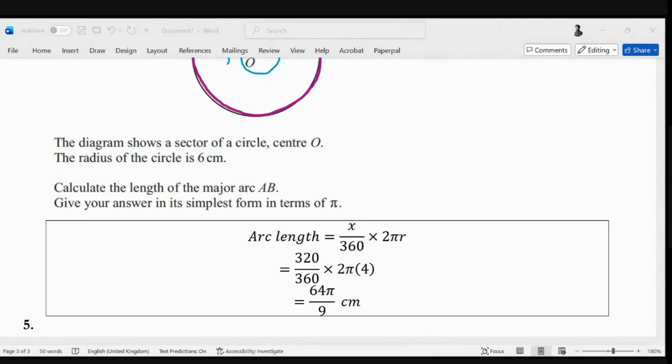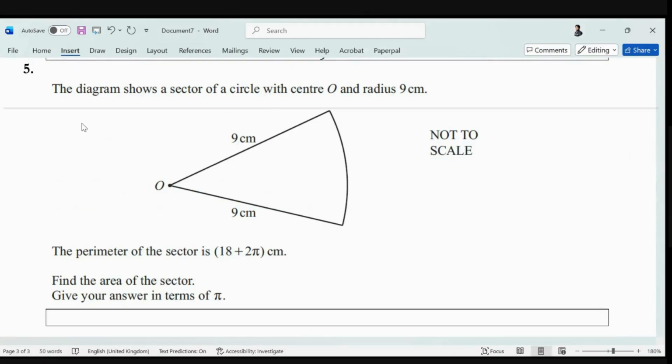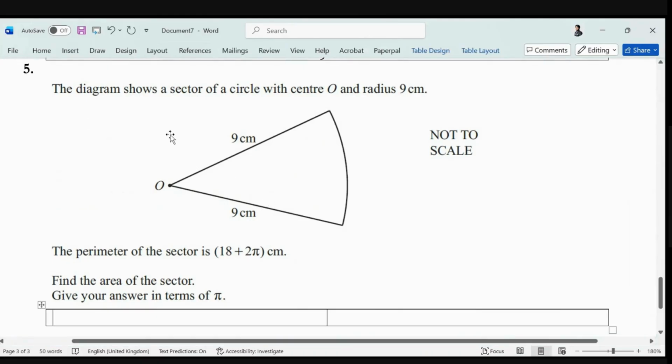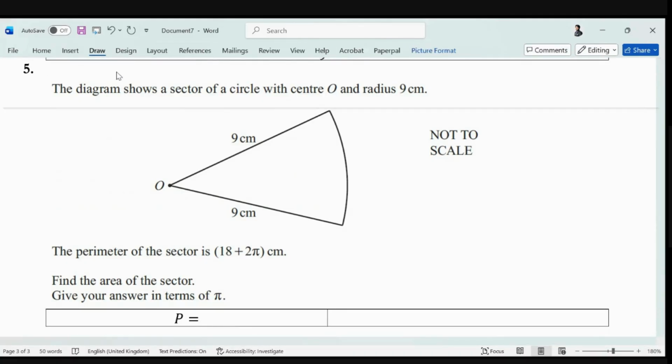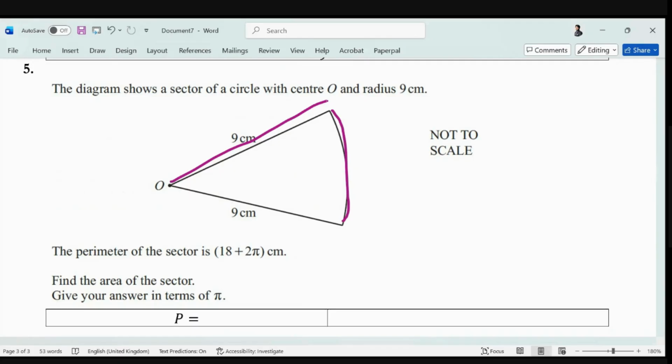Okay, then let's have a look at this. Now the question tells us that it is a sector with center O and radius 9, and provides us with the perimeter of the sector. How do we find the perimeter of the sector? Perimeter is the total length of the boundaries. So the total length involves the arc length and the two radii added. That is what will make up the perimeter of the sector.